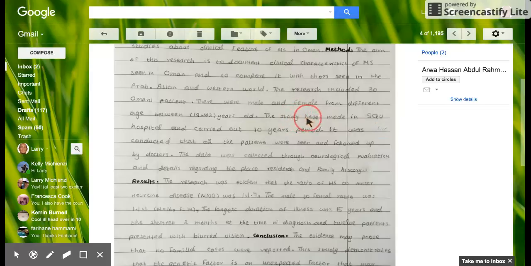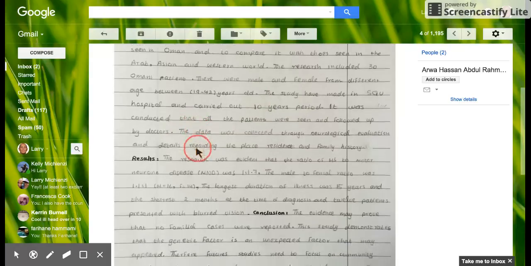The study have made an SQU. Look at the grammar on page 150. Have made. Really? I think you have the wrong tense here. In SQU hospital and carried out in 10-year period. It might be better to say from 2000 to, or was it 1990 to 2000? That's as opposed to saying 10-year period, because this 10-year period could be any time.